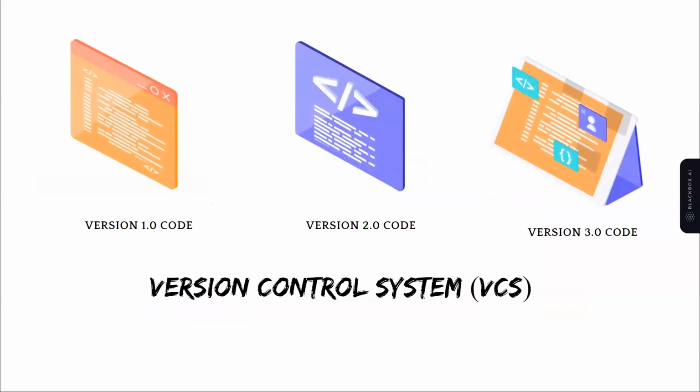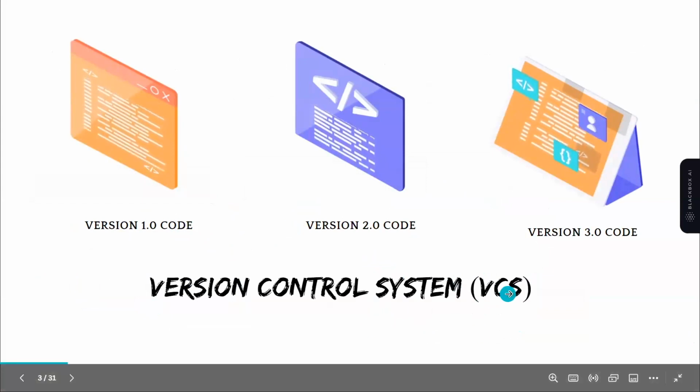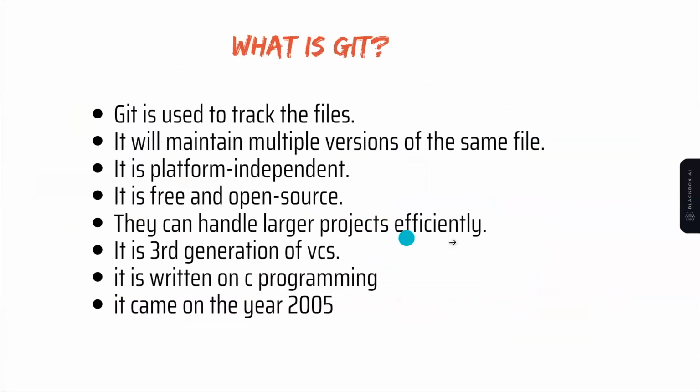Where you are going to do it? Git can also be called VCS, or you can call it source code management. So now see the theoretical points I'm going to tell you. First of all, Git is used to track the files, sir. What is the meaning of tracking? To keep an eye on how the file is going to change. If the file is changed, I need to keep an eye on it. It will maintain multiple versions of the same file.